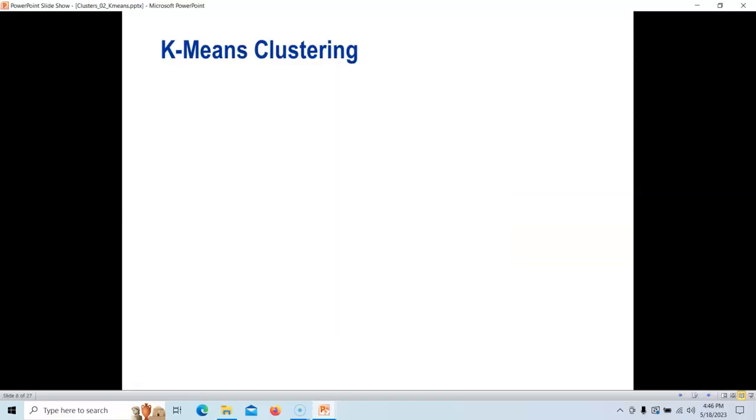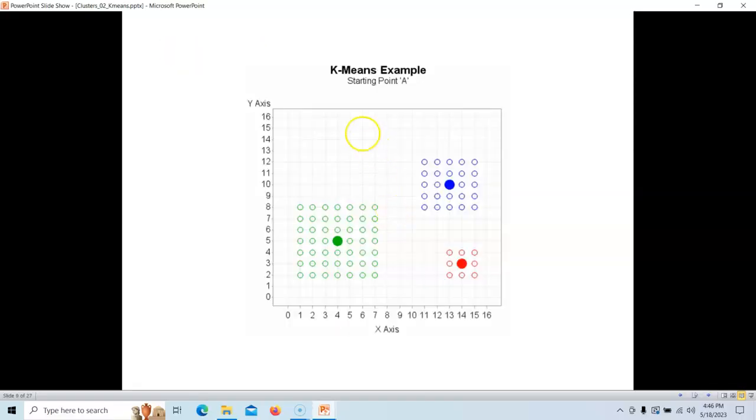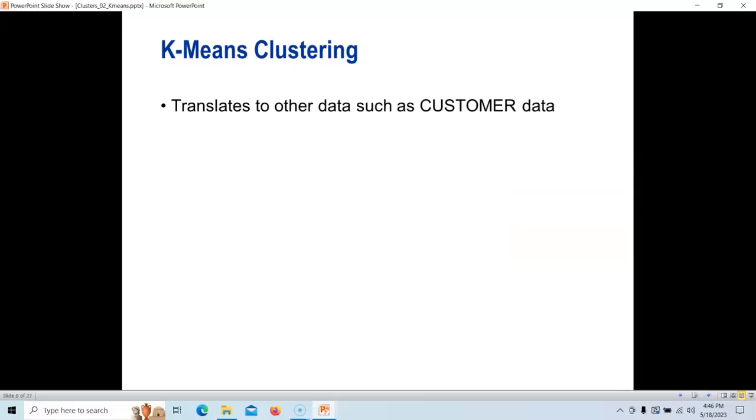And these are our three clusters. So that's the process. It's an iterative process, and we keep moving the centers around until they stop moving. And that is where we find our clusters. Now, how do we translate this into the real world?